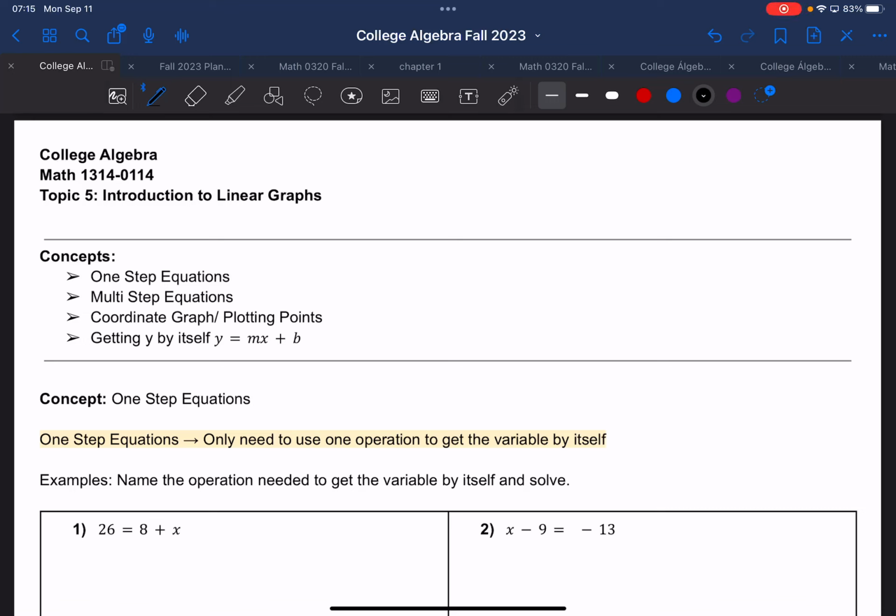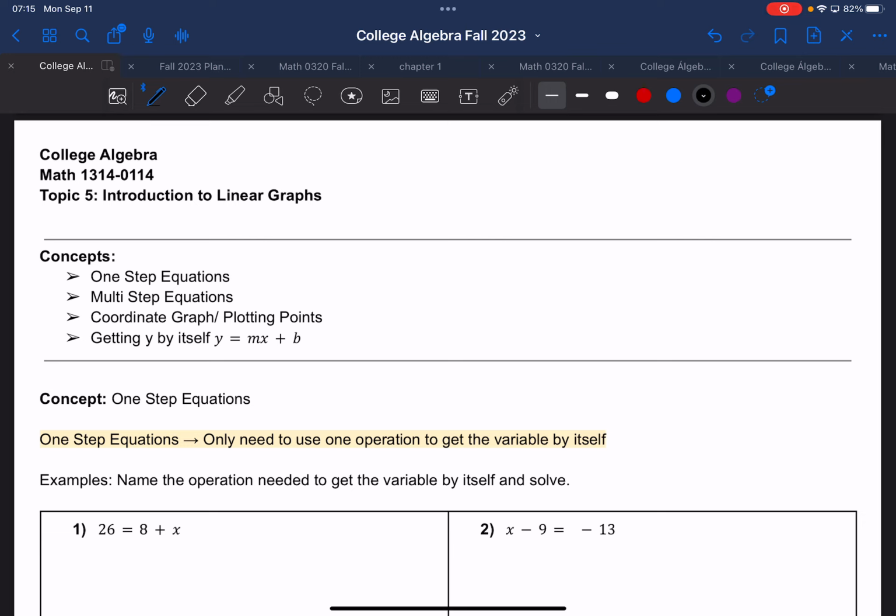Okay, topic 5 is the introduction to linear graphs. We're going to go over the concepts: one-step equations, so how to solve an equation with only one step; how to solve equations in multiple steps, so that's just more than one, so 2, 3, 4, however many steps it takes; and third, the coordinate graph and plotting points.